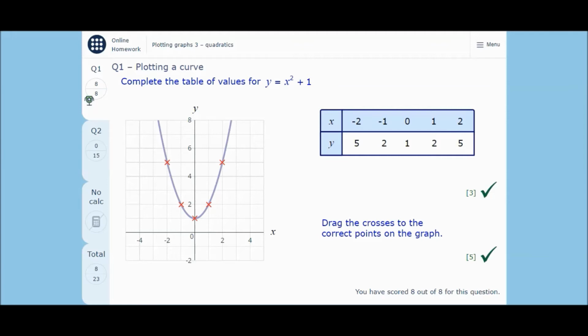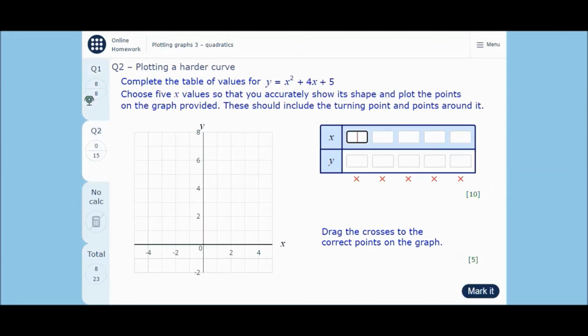On to question 2. Again, we've got complete the table of values for y equals x squared plus 4x plus 5. Choose 5 x values so that you can accurately show its shape and plot the points on the graph provided. These should include the turning point and points around it. So we've got to start putting values in.